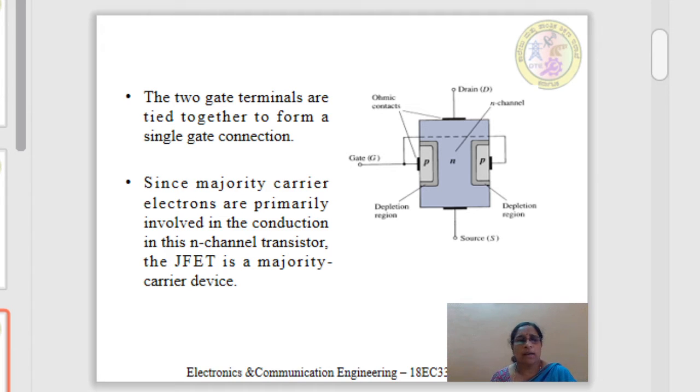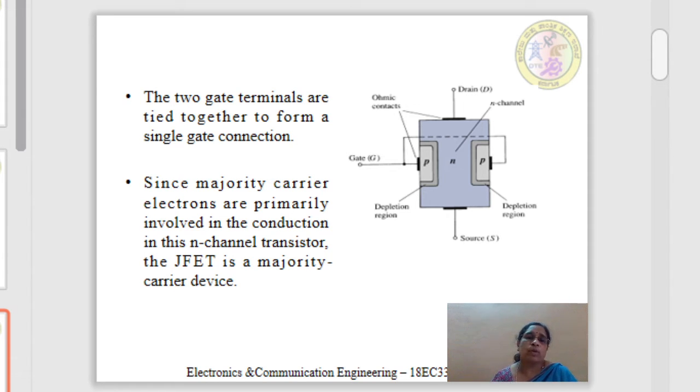Now in this picture one more version of the cross-sectional view is shown. It also shows how the two P regions are tied together to form a single terminal known as a gate. And the majority carriers are electrons here. Why? Because the channel type is N type. So this is an N channel device, and majority carriers are electrons. As the majority carrier electrons are primarily involved in the conduction process, this type of transistor is known as an N channel transistor.